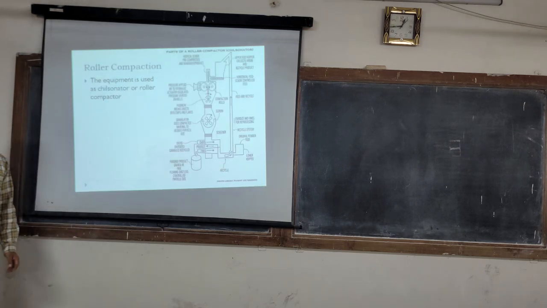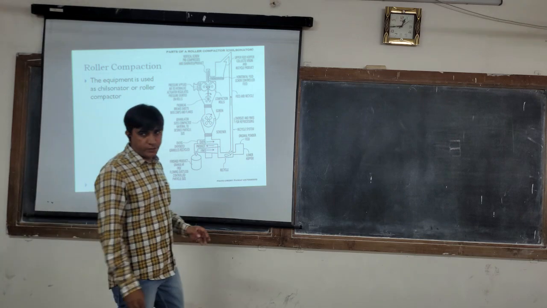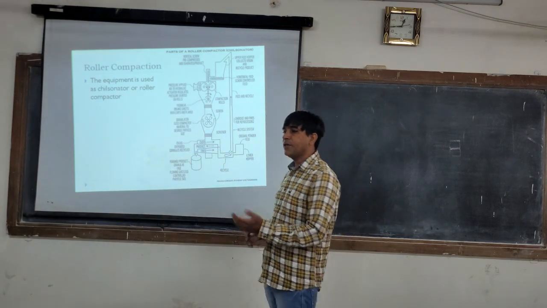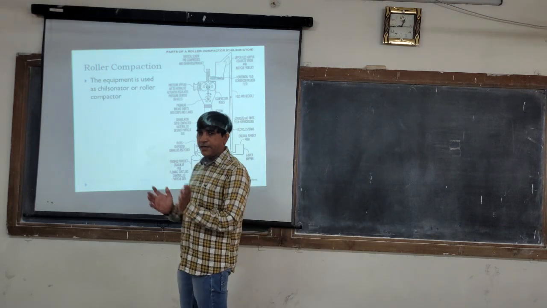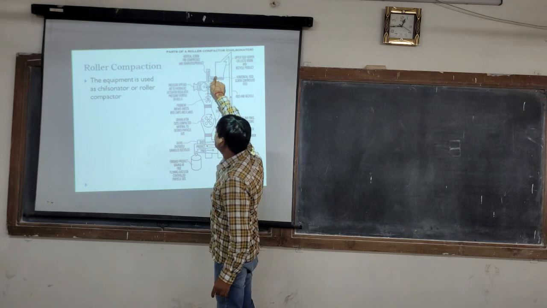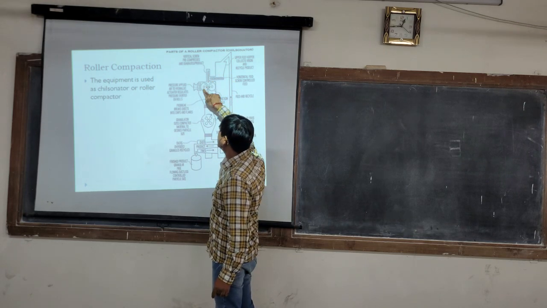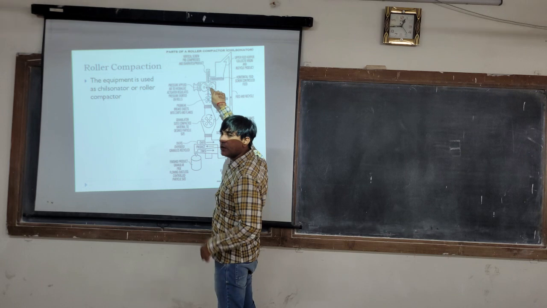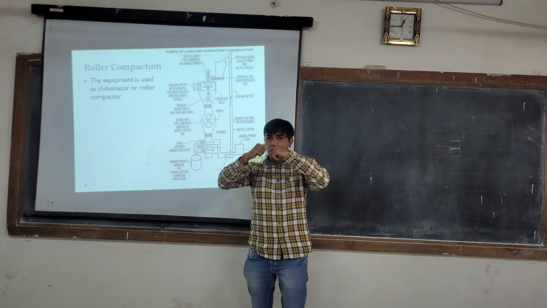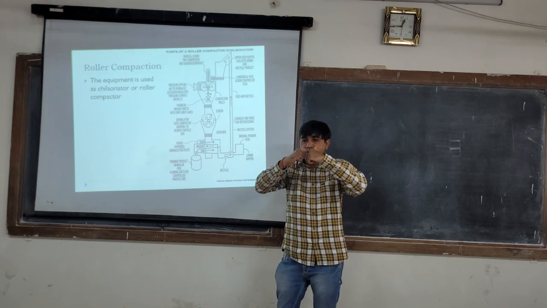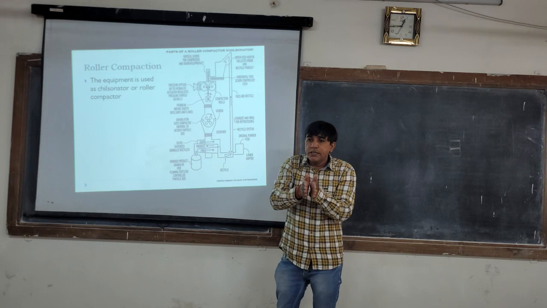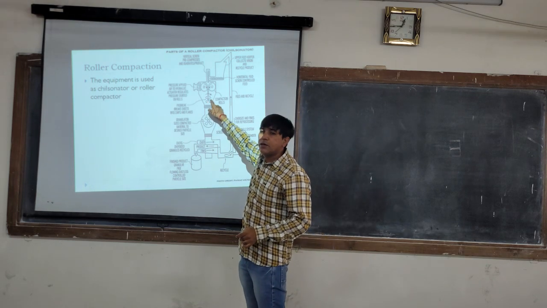Next is roller compaction. It's also known as chilsonator. As the name says, here the mass is compacted or compressed between two rollers. This is a feed screw which feeds the mass. These are two rollers which move in opposite directions to each other. When our mass comes in contact with these rollers, it is compressed between them, and a sheet of the mass is formed. The sheet is then broken down with a hammer mill.